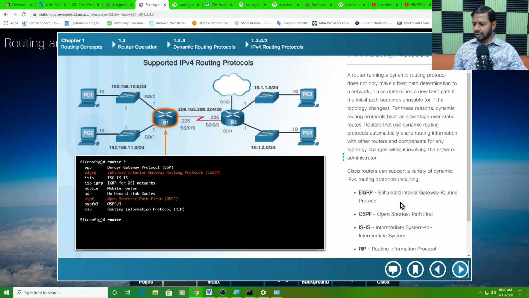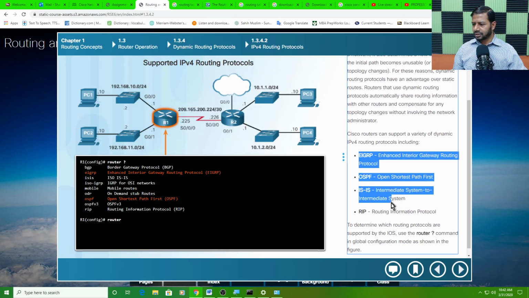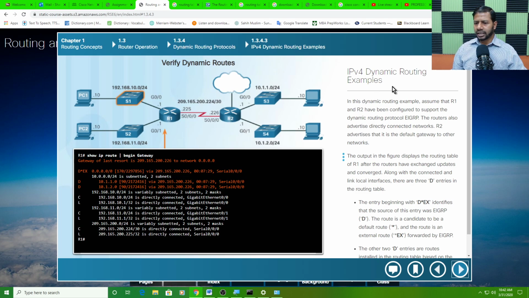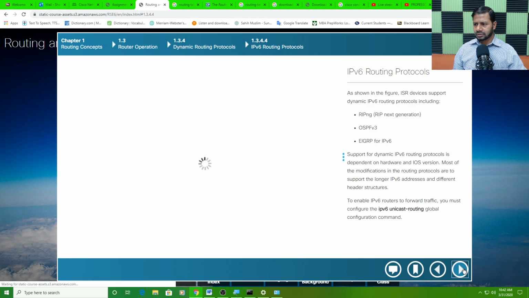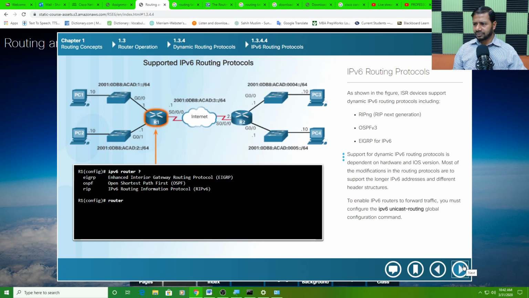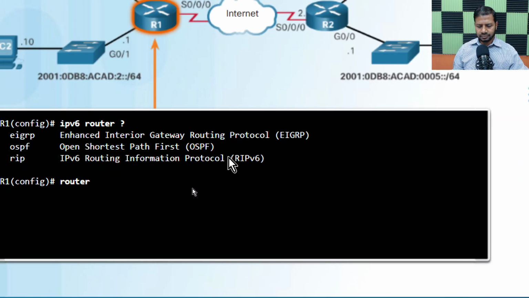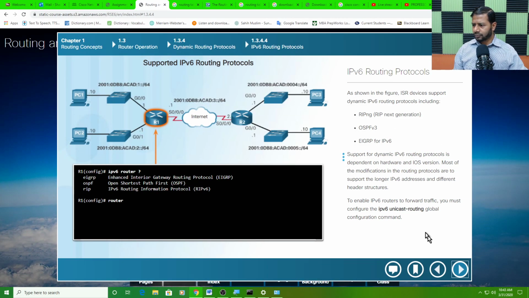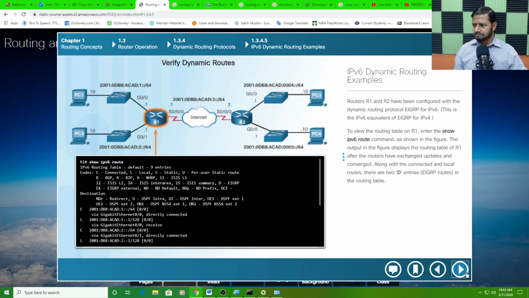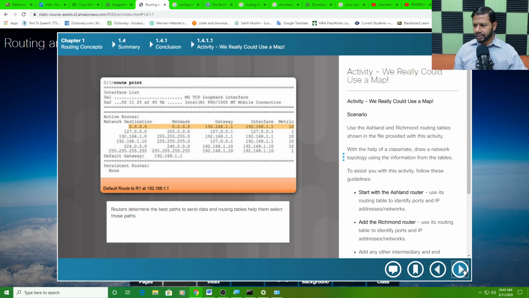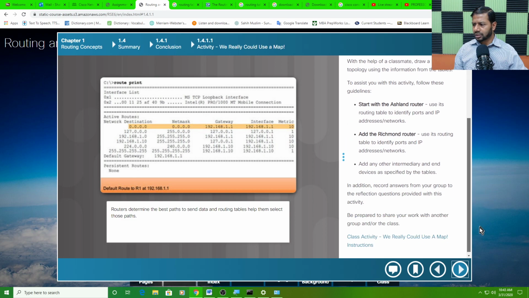So now, these are some protocols that you're going to be learning about in here. IPv4 dynamic routing. Okay, IPv6 routing protocols. On IPv6, you have these routing protocols: EIGRP, OSPF, RIP. That's it for now. For the IPv6 dynamic routing example, I'm sure we're going to be doing it in whatever chapter we can actually configure RIP.